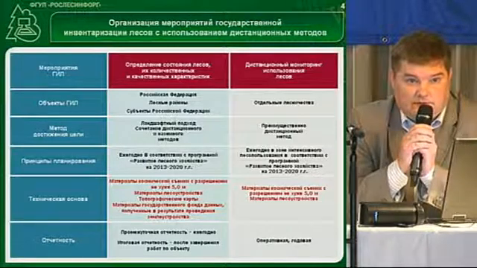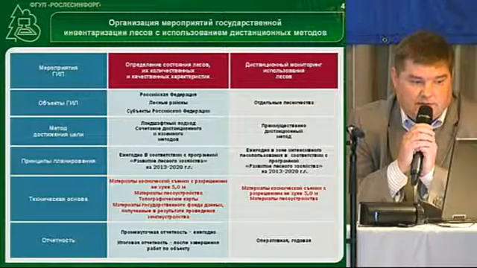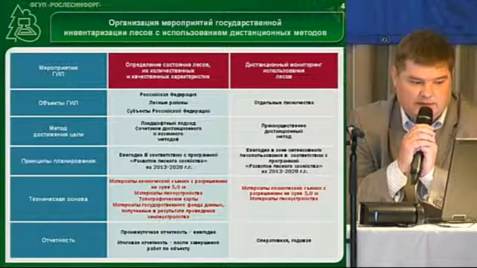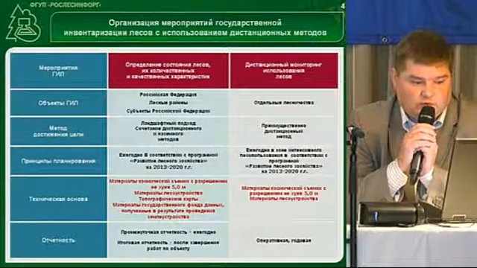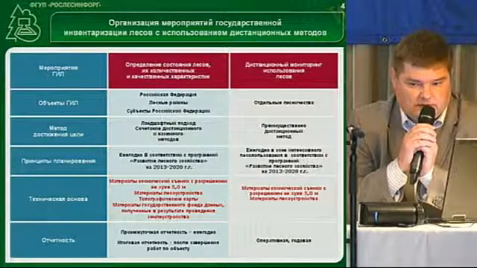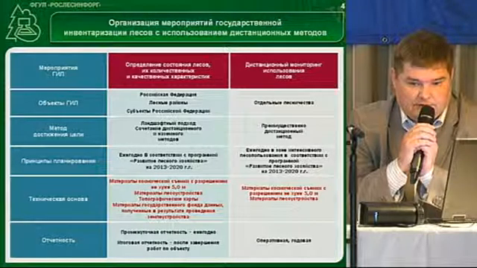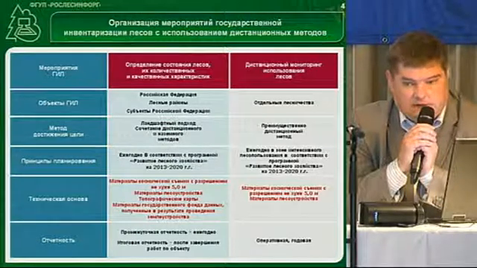Out of the full activities performed within the state inventory of forests, space imagery is actively used in two activities: when we identify the status of forests, their qualitative and quantitative characteristics, and when doing the work on remote monitoring of forests. These are the two largest activities performed by the state inventory, the most labor-intensive ones.